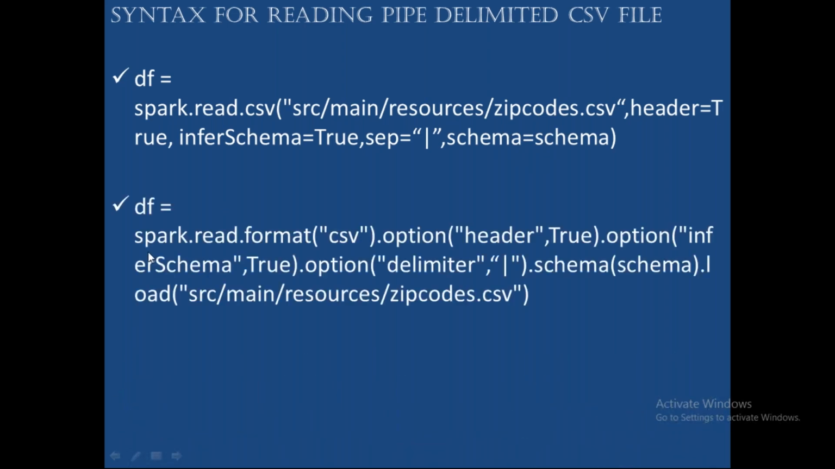Next, spark.read.format. It's a CSV again, header equal to true, inferSchema equal to true, option delimiter, which is a pipe here. Schema here, and load, I want to load the files from this particular path. Here the extension is .csv only. It's not a .tsv, it's CSV only, but the delimiter was previously tab, now pipe.